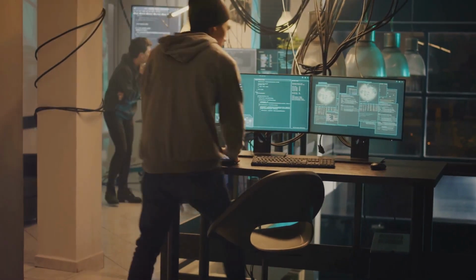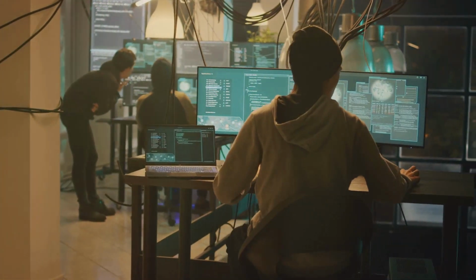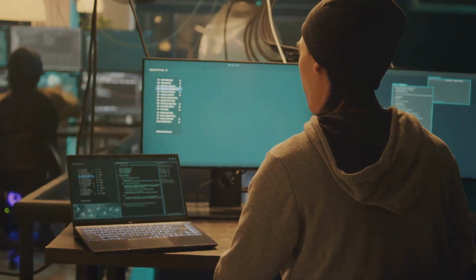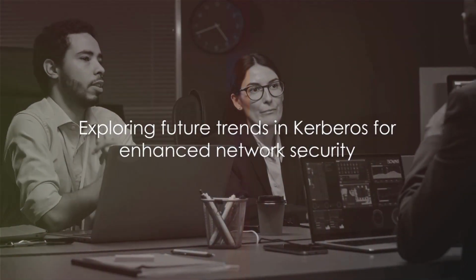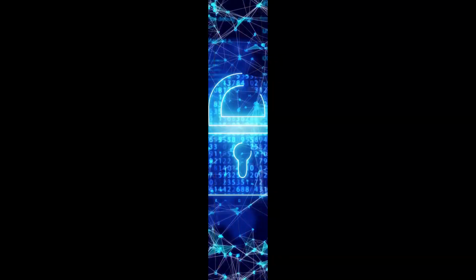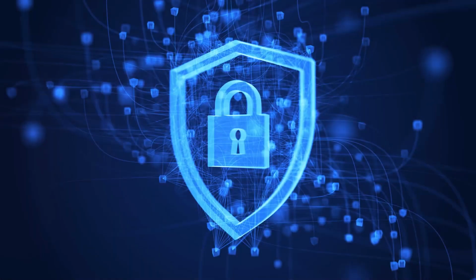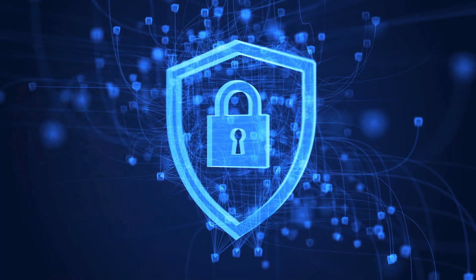Each step in the process, from the initial setup to ongoing maintenance, plays a vital role in ensuring the robustness of your authentication system. With these best practices in mind, let's explore future trends in Kerberos. As technology evolves, so does Kerberos. The future of Kerberos is brimming with fascinating advancements.